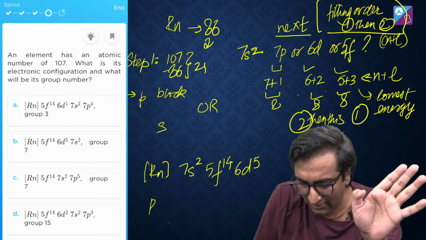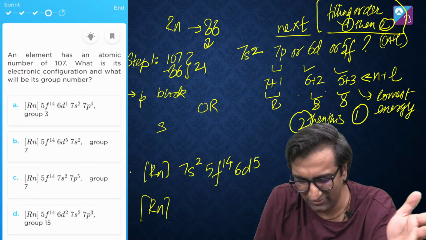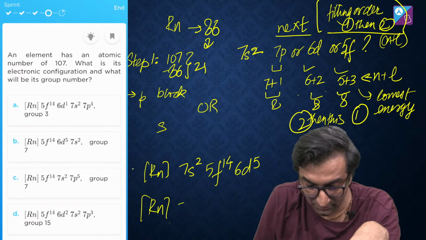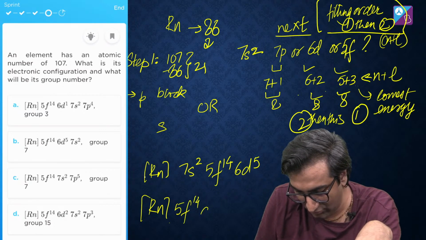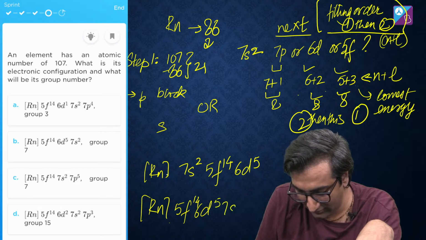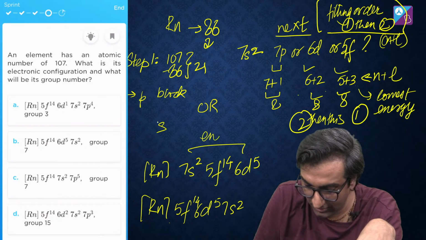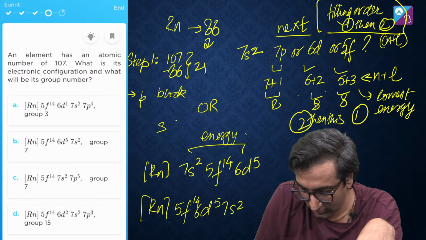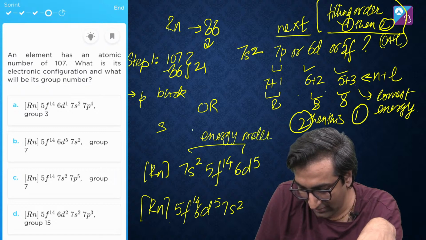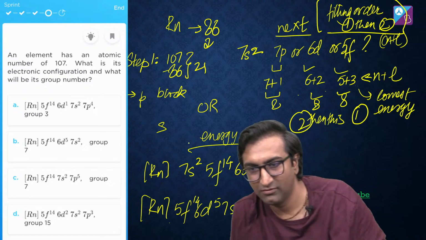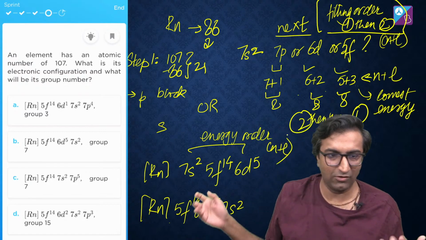But I will now write it in the way that you should write it properly. लिखने के लिए ना, पहले put 5f14, then you put 65. This is 7s2. This is the energy order from n plus L. I love this question, bro. Not because I got it right, but I like it because it was fun to do.